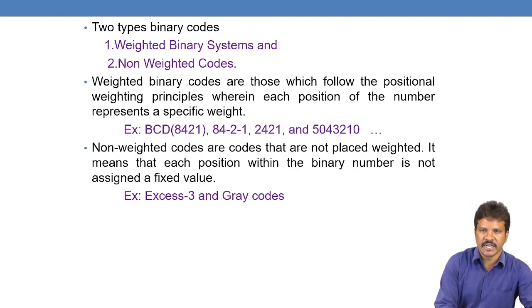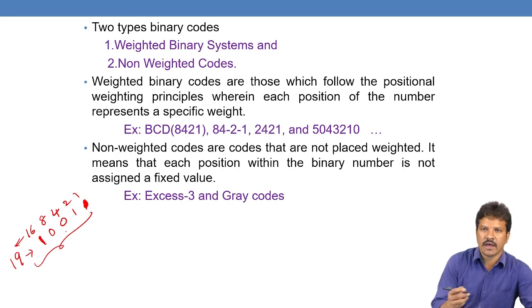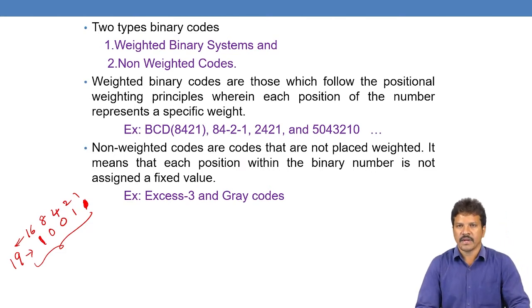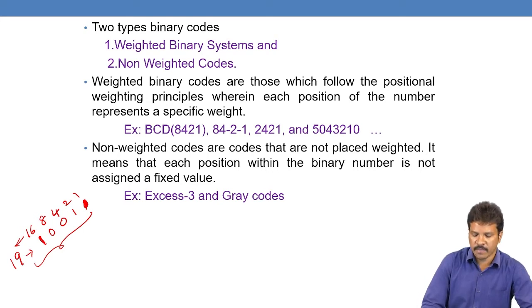So the actual binary representation of 19, how can we write it with 16, 8, 4, 2, 1 code weights: 1 0 0 1 1. But this representation goes on increasing as the number increases. So there are other binary codes, which can be divided into two parts: weighted binary codes and non-weighted codes. The weighted binary codes have specific weights.